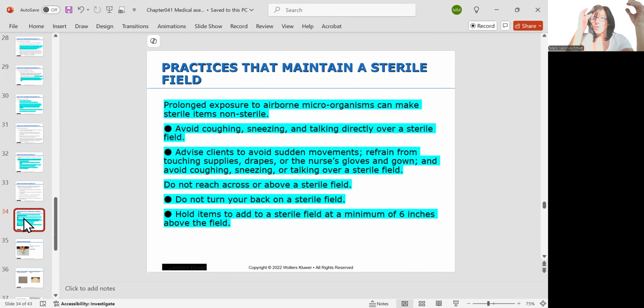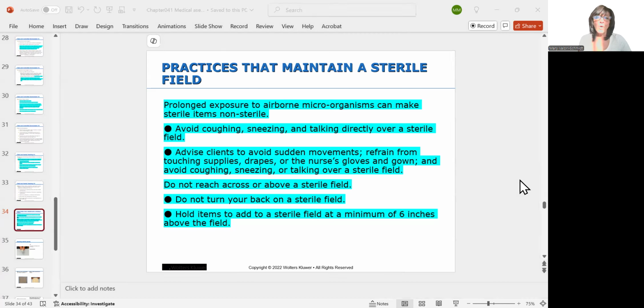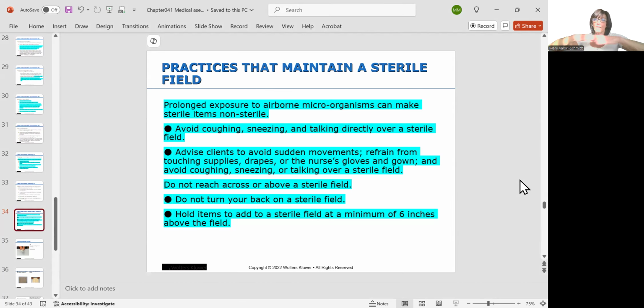Any prolonged exposure to microorganisms that are in the air can make anything sterile unsterile. So when you are getting a sterile field today, the field should be the height of your waist, no higher, no lower. You shouldn't cough or sneeze or talk directly over a sterile field. You shouldn't lean over a sterile field. And we're going to go over this in more detail live and in person.